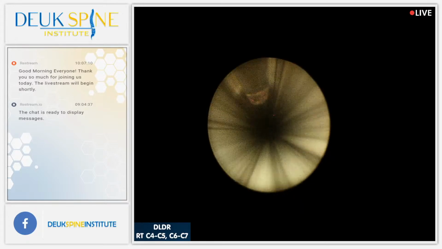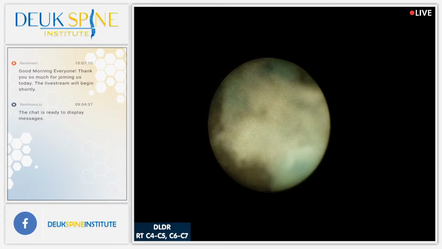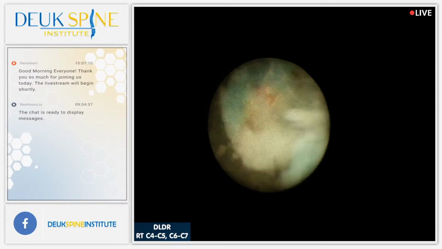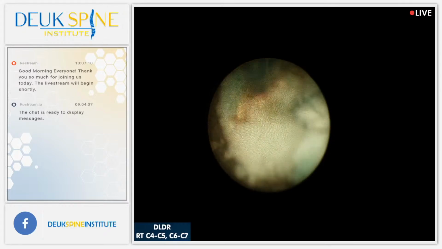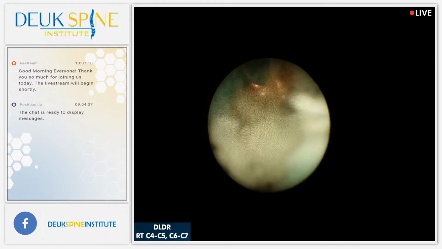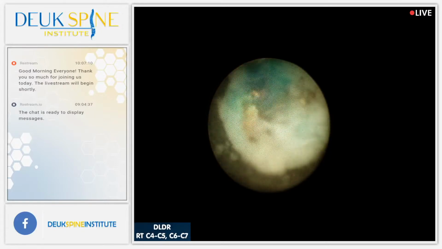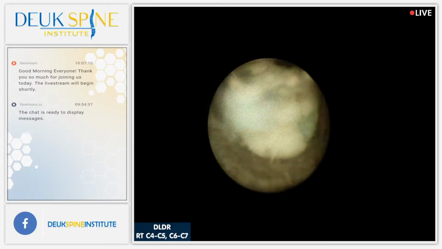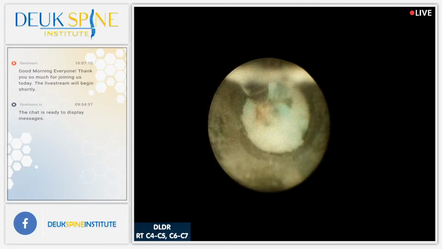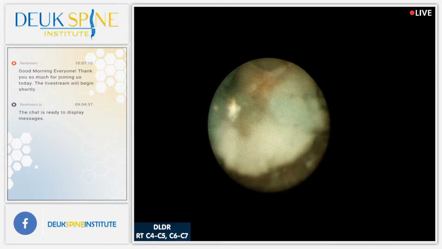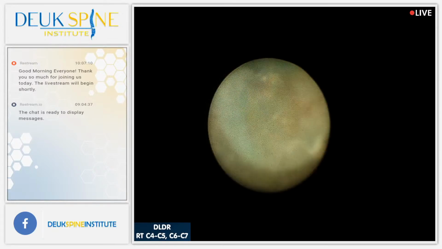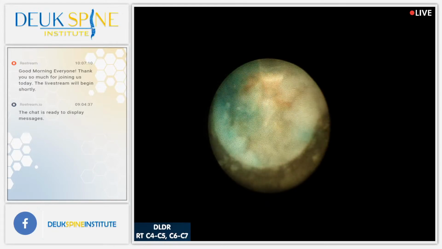Once again, we're starting with the C6-7 disc. We started with the more difficult disc to reach, and also I think the worst herniation. The laser fiber is at 12 o'clock position.